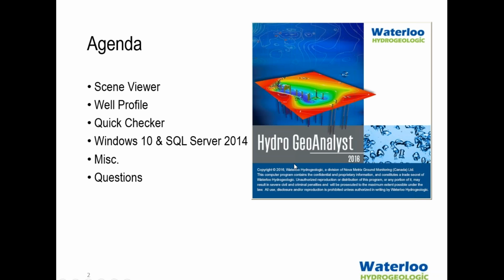What we're going to go through today is the updates and changes to Hydro GeoAnalyst with the latest release of 2016.1. It was actually just released a couple weeks ago. We're going to go through the Scene Viewer module as well as the Well Profile module. There have been a lot of changes to those two modules, as well as the Quick Checker, and then just a comment on supporting Windows 10 and SQL Server 2014, as well as a few other miscellaneous things that I'd like to let you know have changed within HGA. And then, as I said, at the end I will unmute the lines and I will open it up for questions.